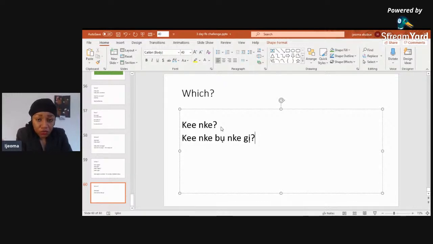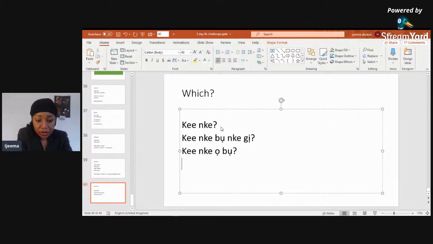Kenke. Then you fill it in the gap. Kenke. Which one is it? Kenke obo. Which one is it? Okay, which is it? Kenke obo. Okay. How, what's that question? Can you ask which?